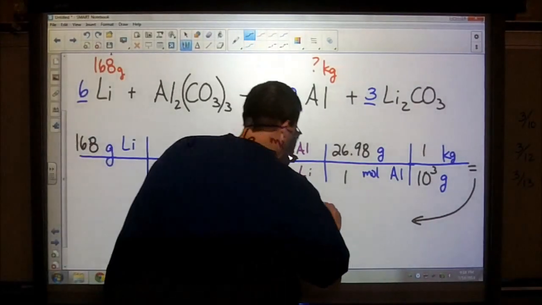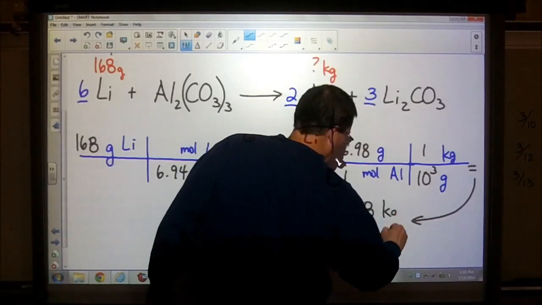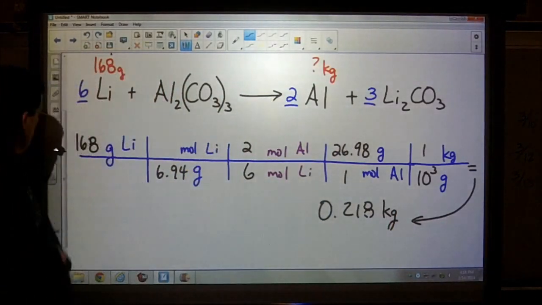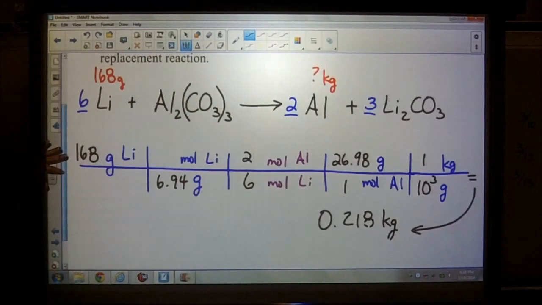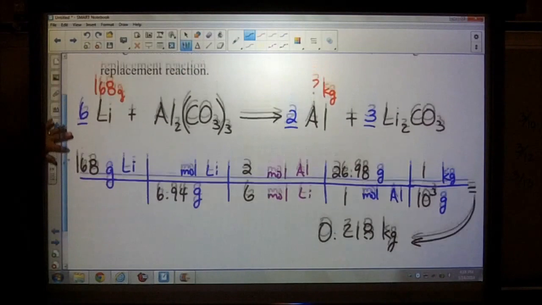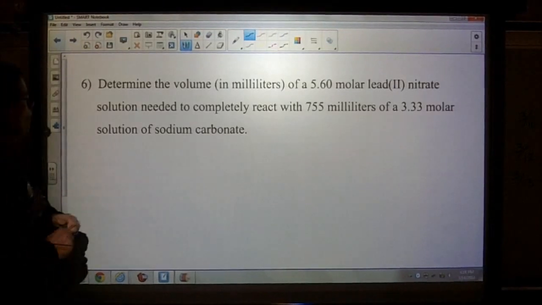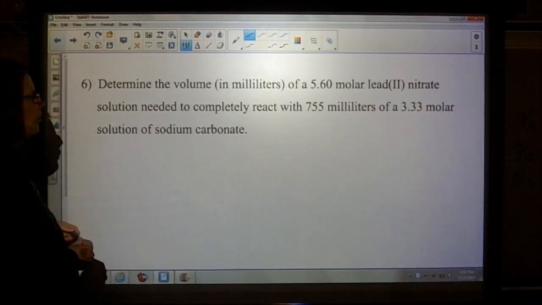So 0.218 kilograms. So not too bad. That's a pretty standard type question. All right, let's look at number 6, and I think that might be it. So last question, number 6, and save the best for last.